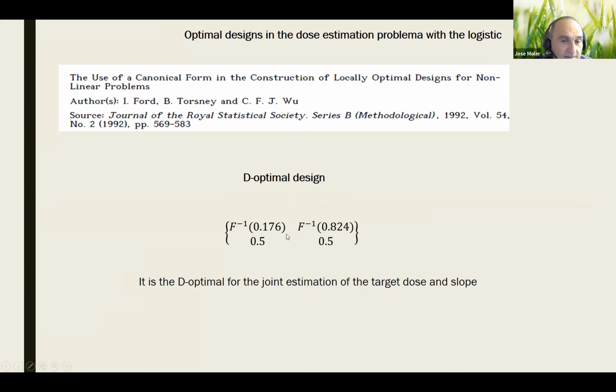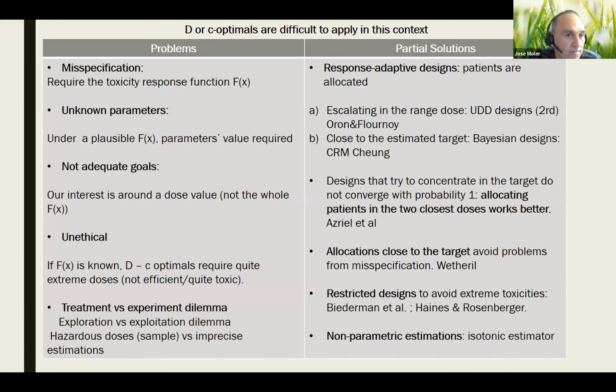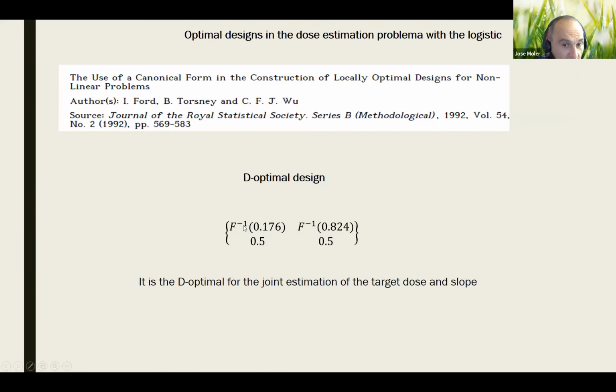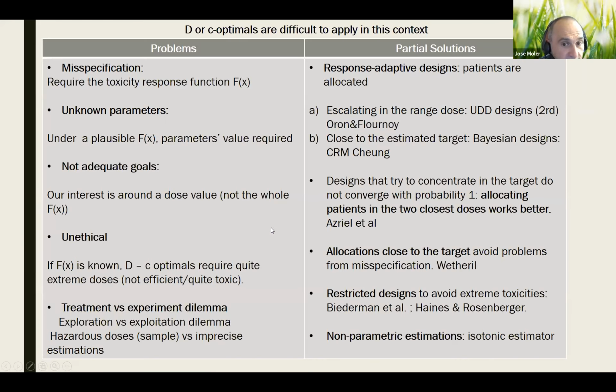So this is solved, but optimal designs have very important problems to be applied in practice. First of all, to have the optimal design, we need to know the response function very well. We need to know if it is logistic or probit or exponential or whatever. Even if we accept that the response function is logistic, we need to estimate the parameters because the optimal design depends on these parameters. Third, even if we know the parameters, the main target is to estimate the global response function, but our interest is in a specific dose.